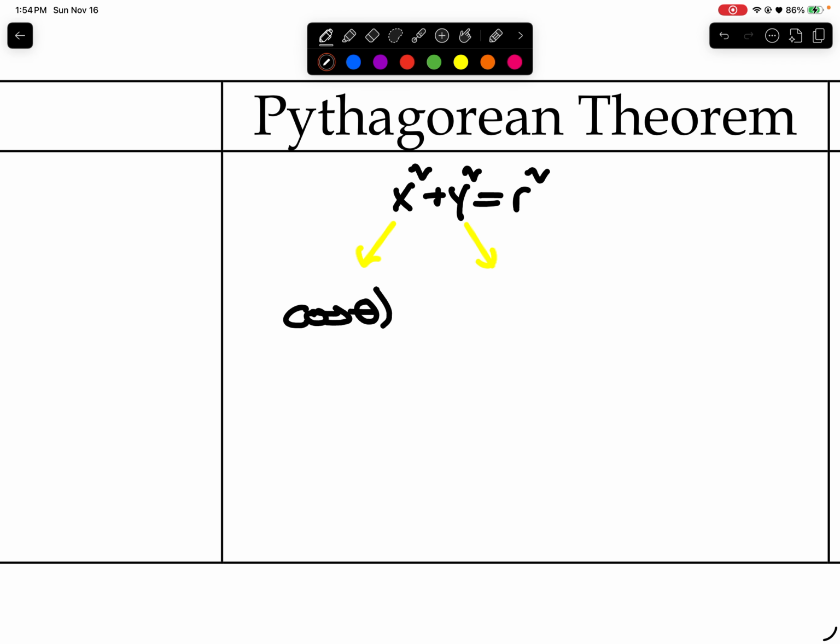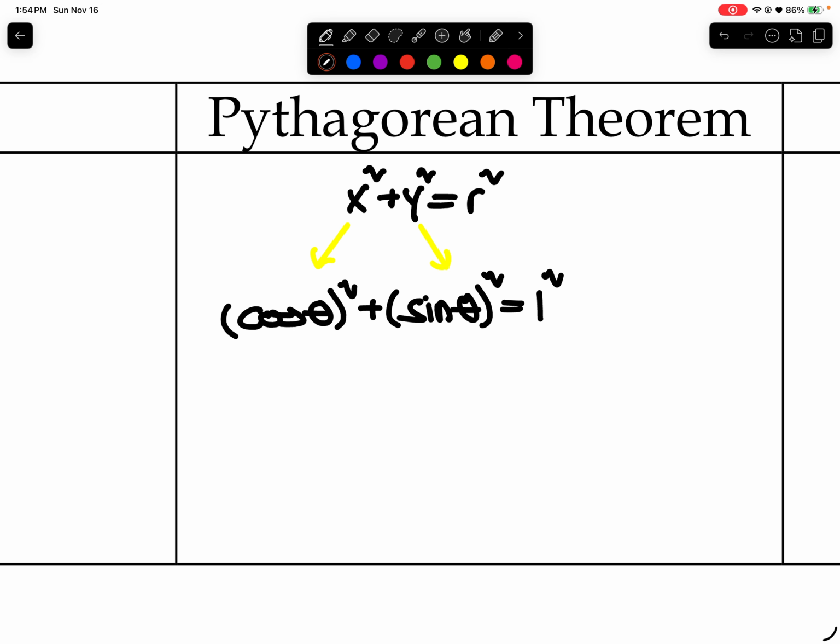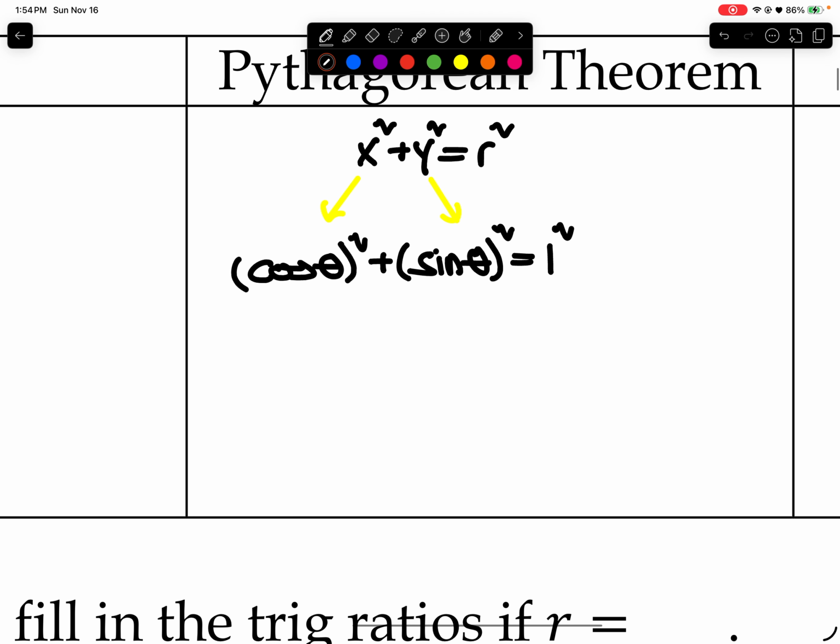cosine of theta squared plus sine of theta squared, and that's going to equal the radius of the unit circle, which is 1 squared. So this is going to be rewritten as cosine squared theta plus sine squared theta, and that's going to equal 1.